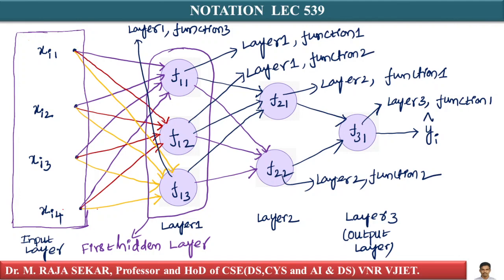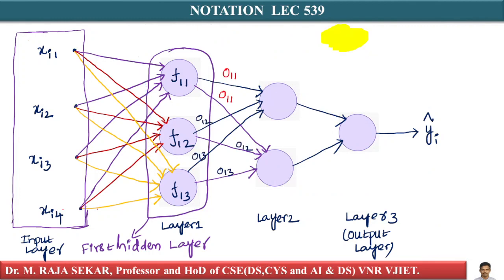Now the next thing is the output of each of them. Whenever I say Fij, what is Fij? i here represents the layer number. j here represents the function index. i is the layer number, and j is the function index.